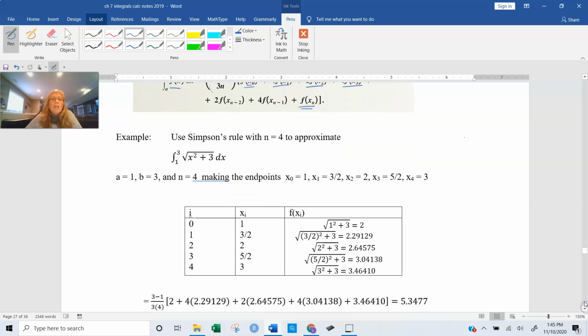All right, let's try this guy. Same problem, but Simpson's rule. So n equals 4 again. Okay, so you know a is 1, b is 3, n is 4. We have to make our endpoints.